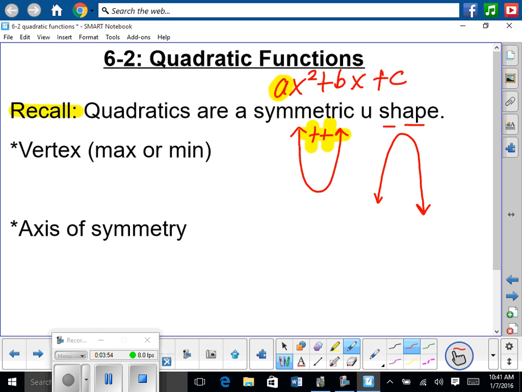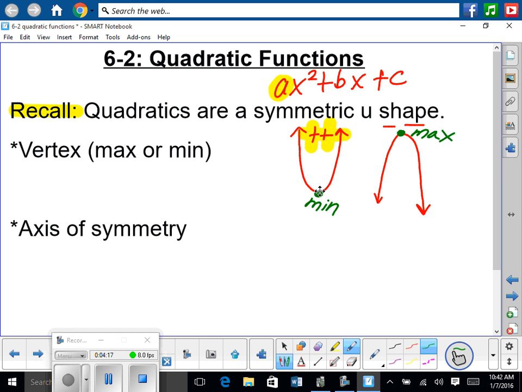Okay, I want you to tell your group, what is the vertex? Ready, set, go. Okay, I heard exactly what I wanted to hear: the highest point or lowest point. Is this a high or low? Is this a max or min? It's a min. Is this a max or min? It's a max. Very good.